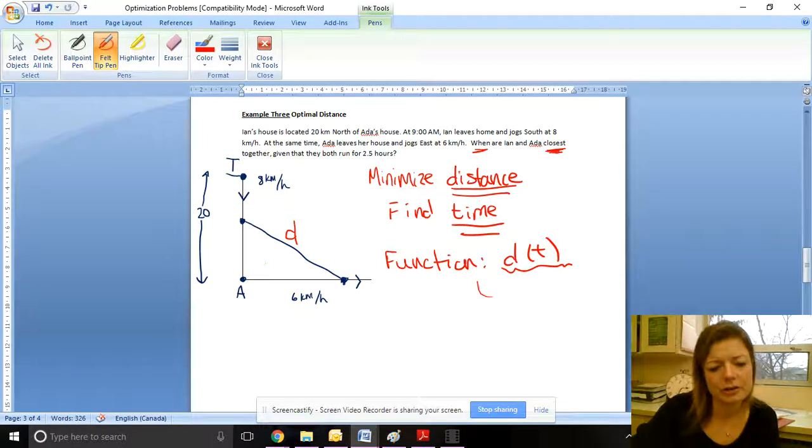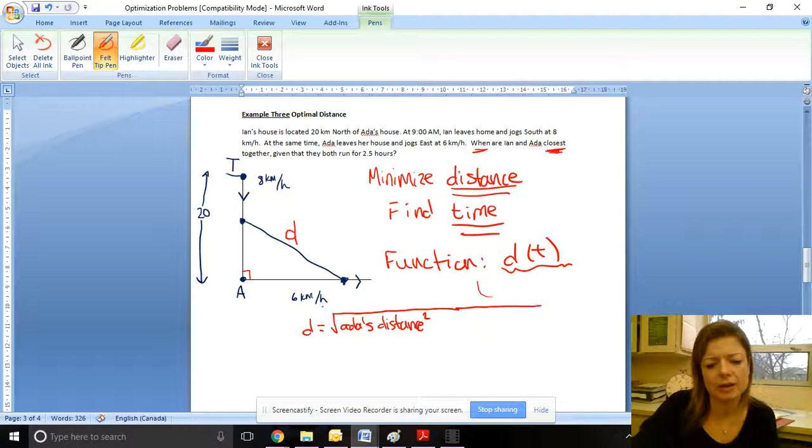Okay, so let's first think about this. This is a hypotenuse of this right angle triangle. Okay, so we know that the distance, the length of D, is the square root of Ada's distance squared, okay, because that's how long this is going to be, how long she's gone for. But then Ian's distance is here. So how do we represent this part of the triangle? Well, we know that this whole length is 20. So this part of it is going to be 20 minus Ian's distance.